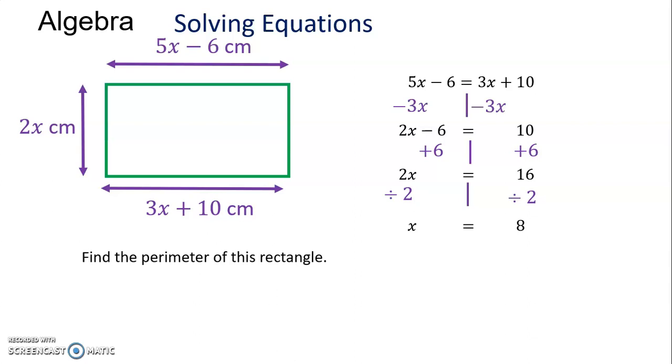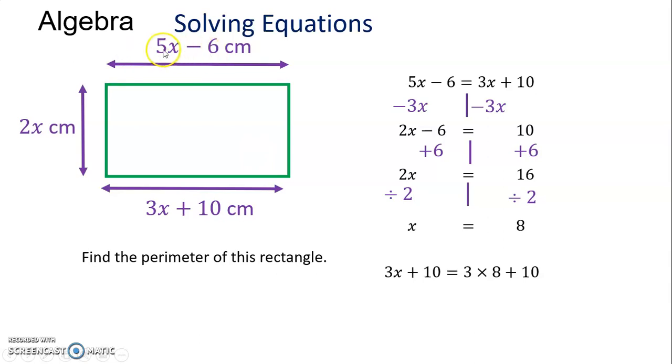And again, that isn't the answer to this question, it's just the value for x. So the question says find the perimeter of this rectangle. So I have now got to use my value for x to work out the length of this side and the length of this side.